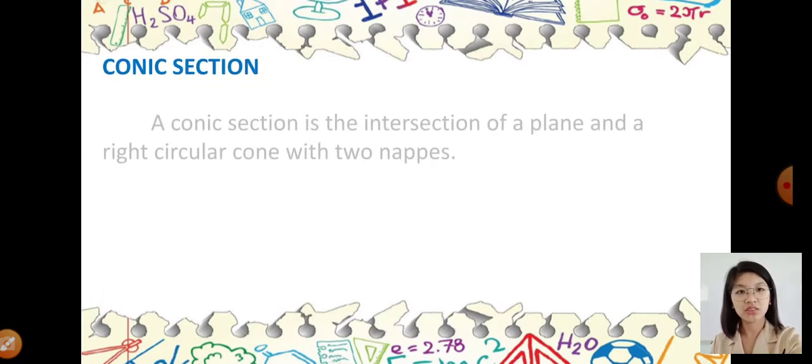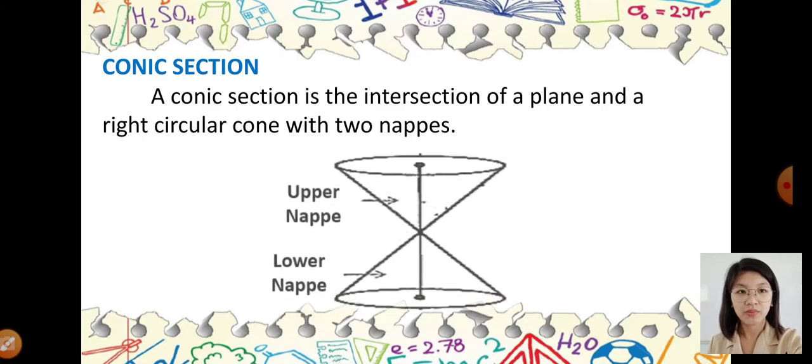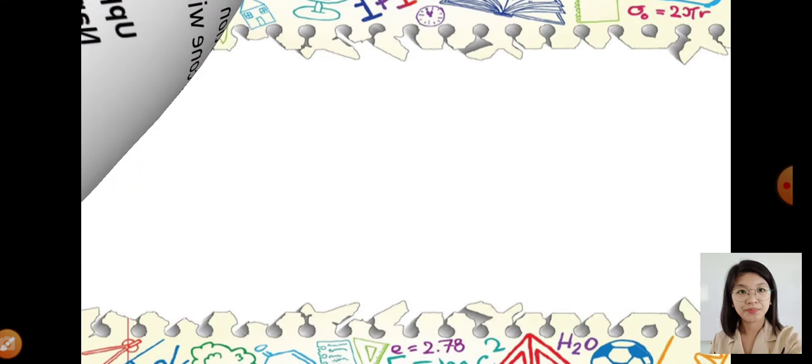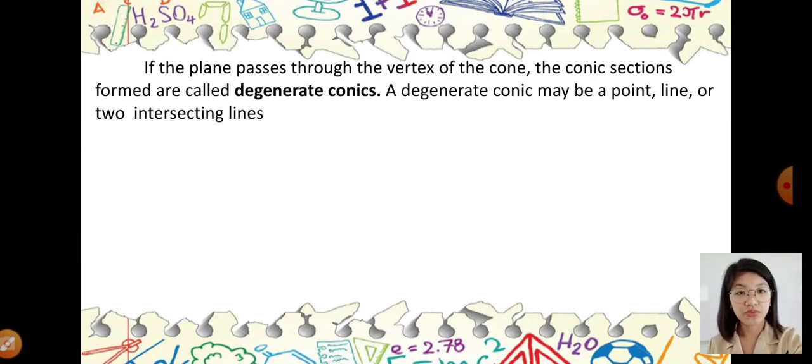Conic section, it is the intersection of a plane and the right circular cone with two naps. So what are those two naps? We have the upper nap and the lower nap. If the plane passes through the vertex of the cone, the conic sections formed are called degenerate conics. And a degenerate conic may be a point, line, or two intersecting lines.